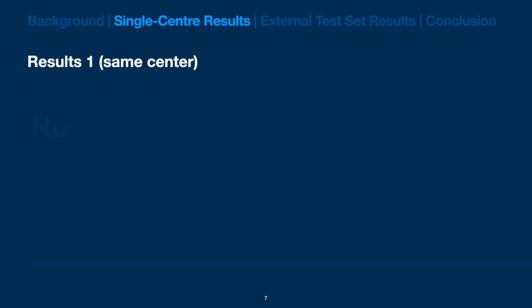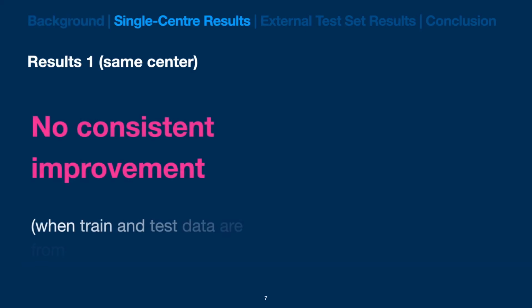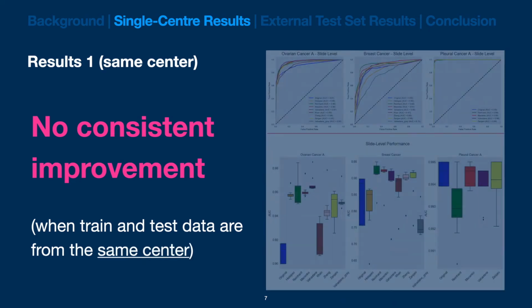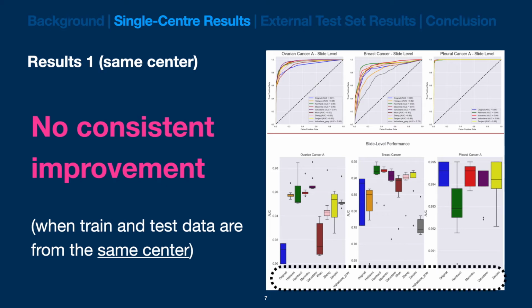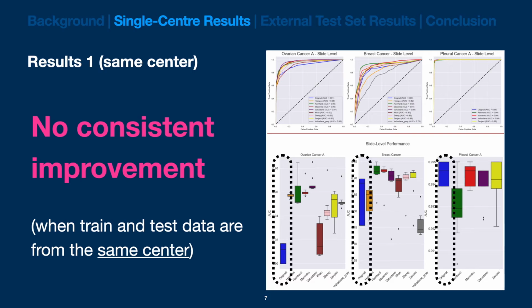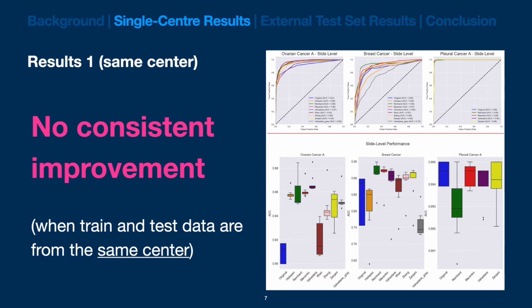We found that color normalization does not consistently improve diagnostic performance when train and test data are from the same center. Looking at the 3 box plot figures, which are from 3 datasets of different cancer types, the x-axis has the different color normalization methods, where blue on the left is with no color normalization, and the y-axis is AUC results from multiple cross-validation splits and reference images.